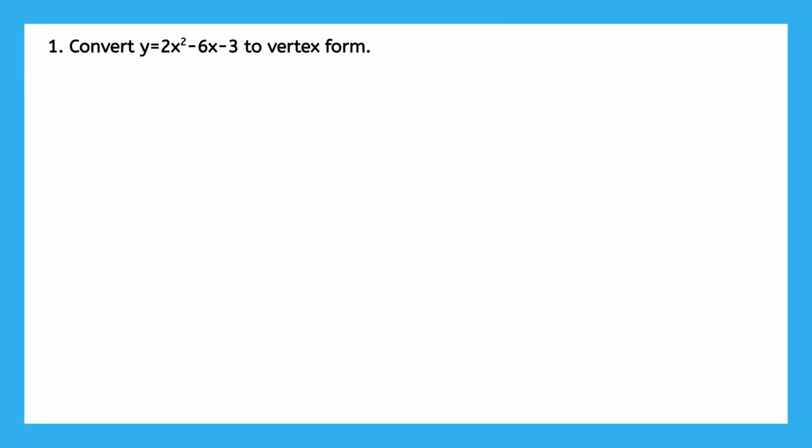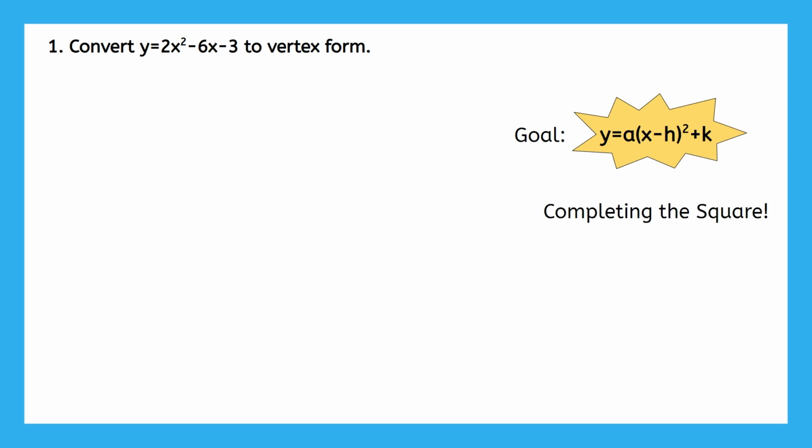Our goal here is to convert this equation into vertex form. Since vertex form has the independent variable being squared, what solving strategy from earlier in the unit does this remind you of? This reminds me of the completing the square method of solving quadratics. And we actually will be completing a square here too, but the difference for this problem is that we're not solving for an unknown variable like we did earlier in the unit. Instead, we're making our function look like a different form.